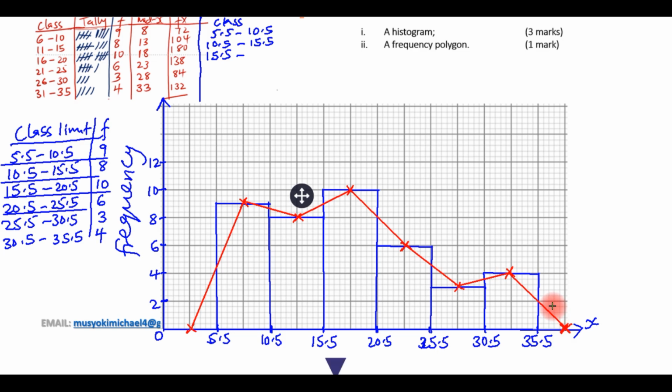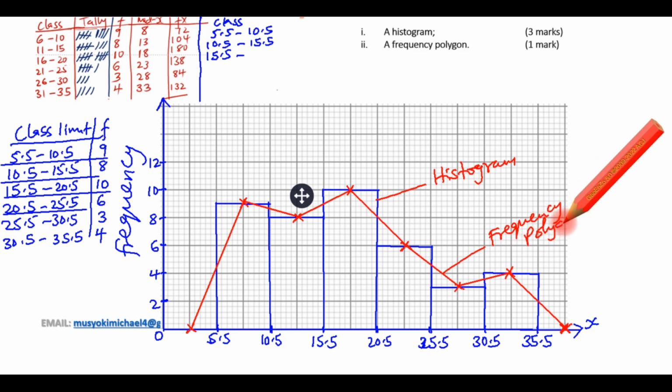So that is it. So for this case, this is our histogram, and this one is the frequency polygon.